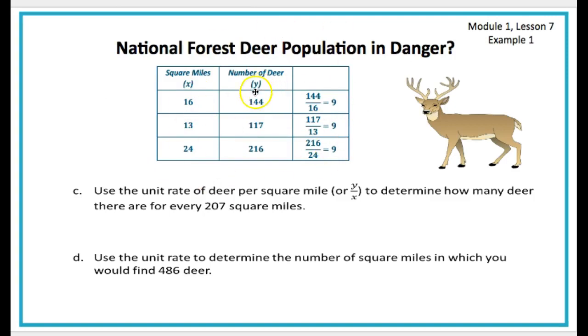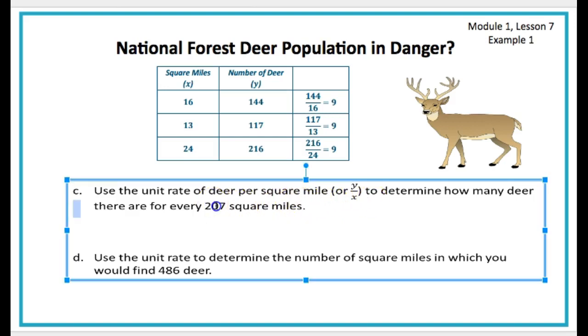I've included the chart in here for you to continue using, and question C is asking, use the unit rate of deer per square mile, or y over x, to determine how many deer there are for every 207 square miles. So we'll go ahead and underline that so we know 207 square miles.